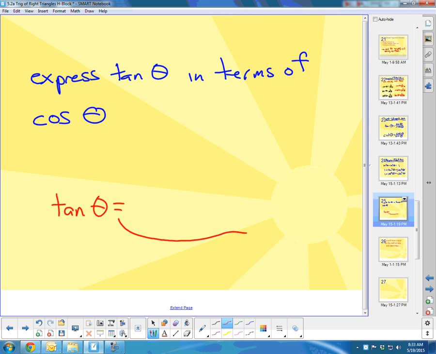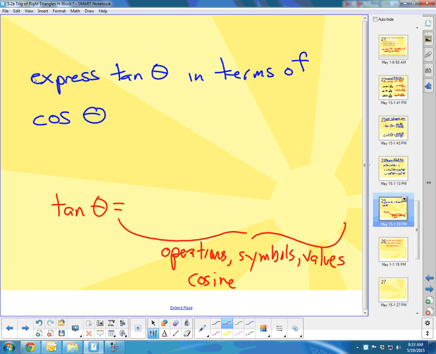And then the right-hand side of the equation, you can involve operations, symbols, values, but the only trig function allowed on that right side is going to be the cosine function. That cosine function can be listed multiple times. It could be under a radical. It could be raised to a power, so on and so forth. But we have to get ourselves to that point.